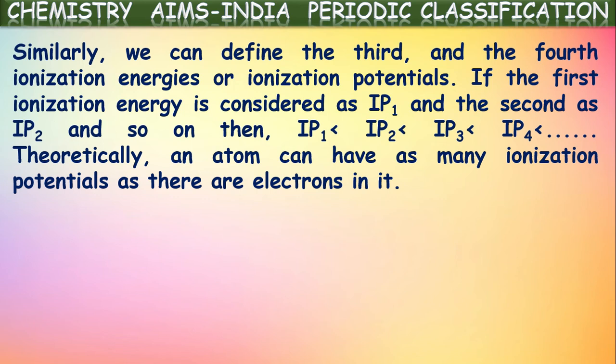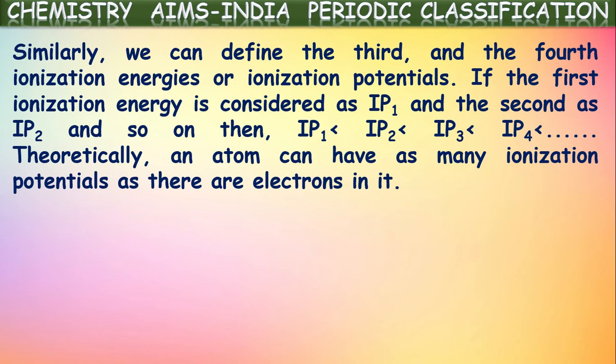The amount of energy required to remove an electron from the dipositive gaseous ion is called the third ionization potential. In the same way, the amount of energy required to remove an electron from the tripositive gaseous ion is called the fourth ionization potential. In this way, we can define them.